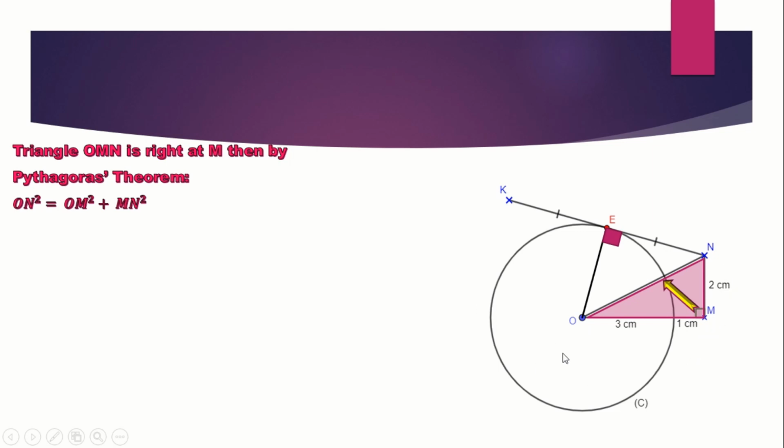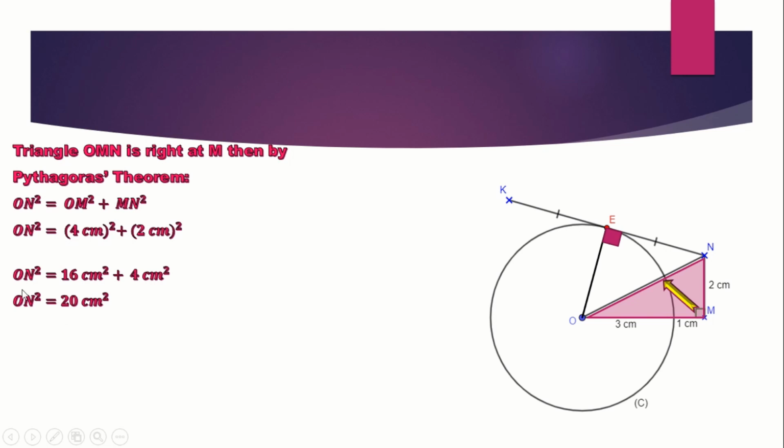Now we replace each side by its value. ON we don't have its value, so we copy it the same. While OM is 4 cm, we replace it by 4 cm, and MN is 2 cm, we replace it by 2 cm. We get ON squared equals 4 cm squared plus 2 cm squared. Now ON squared is equal to 16 cm squared plus 4 cm squared, so it's 20 cm squared.